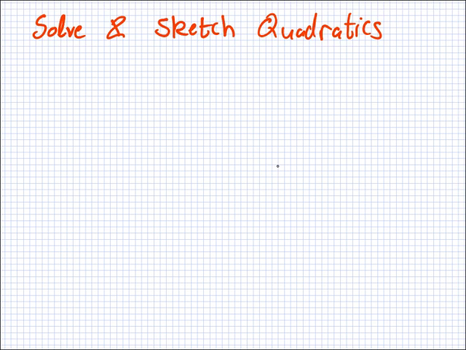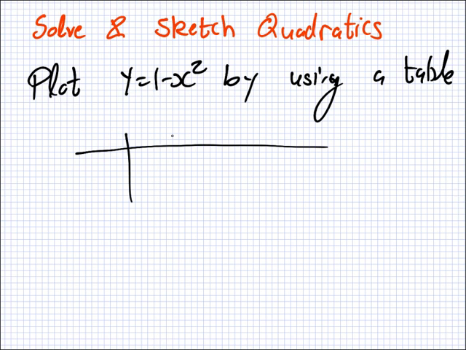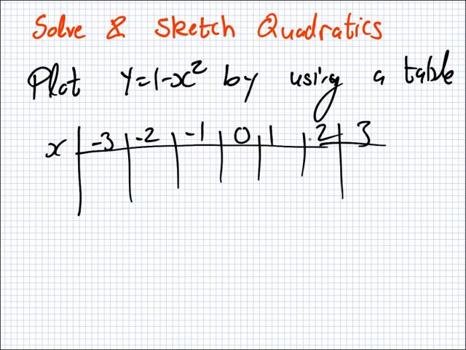So the first method is to plot y equals 1 minus x squared by using a table. In this method, you've seen it before, I'm sure, you just make a table of values for x and calculate the values for y. Nothing really too special here. The only problem with this method is it's not clear where to start and where to finish. So we could go with minus 3, minus 2, minus 1, 0, 1, 2, 3.